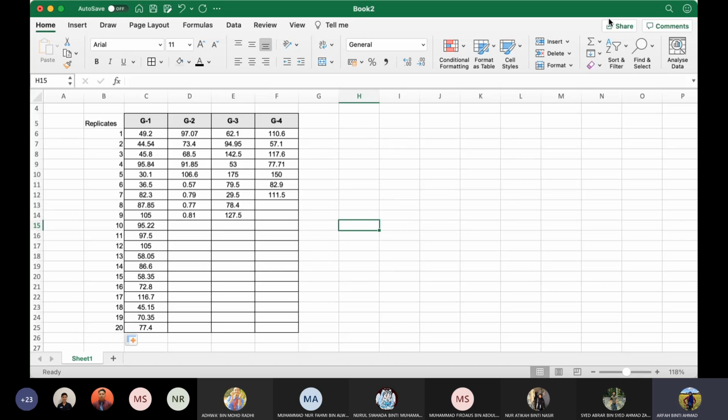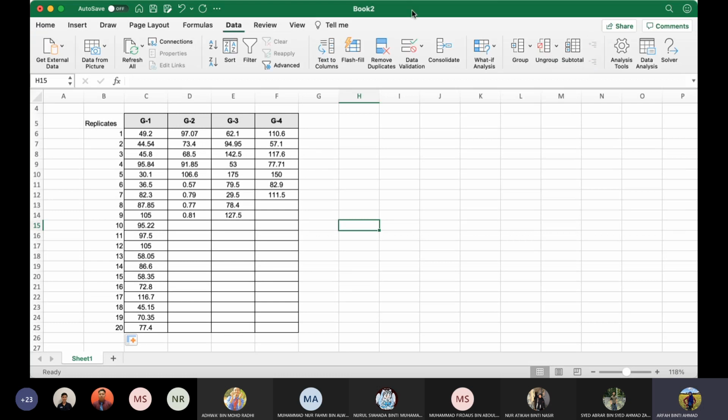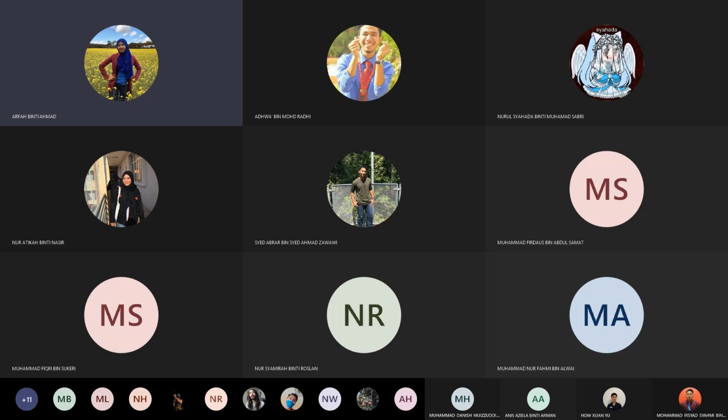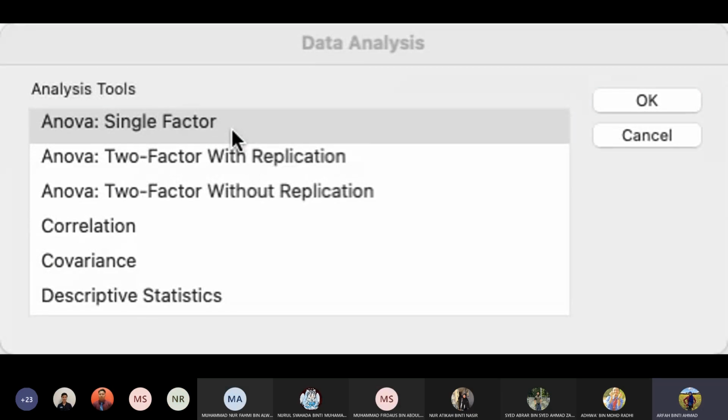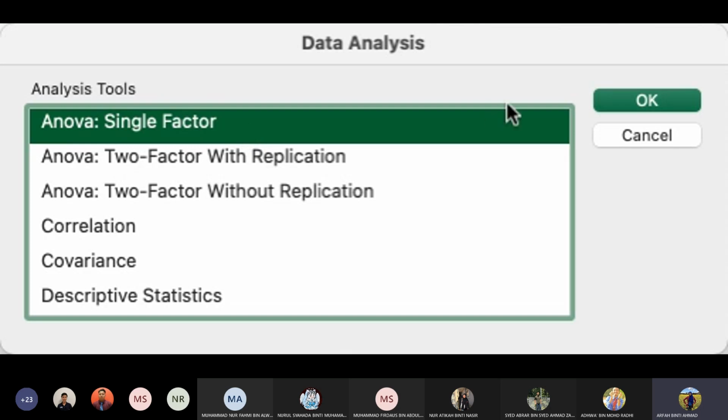So how do we analyze? Go to the tab at the top right, Data, then Data Analysis. Click on Data Analysis, then close. Take Anova single factor. It is still the same. Click on Anova single factor, and then click OK.